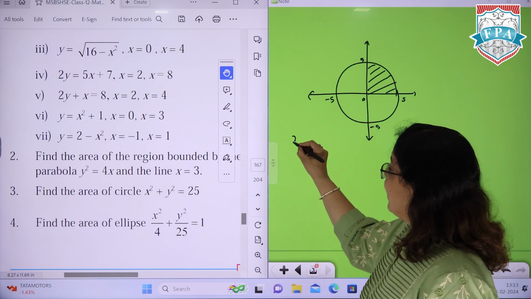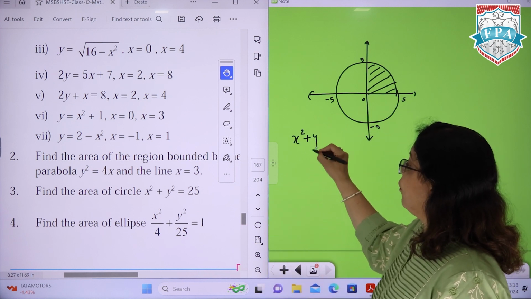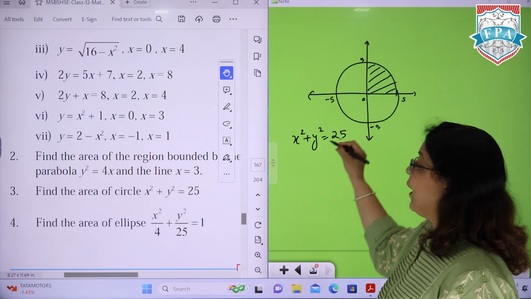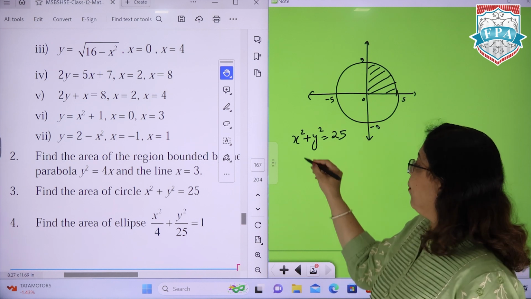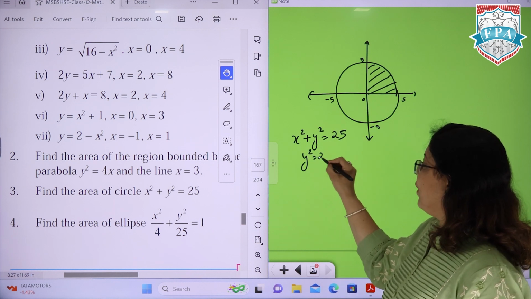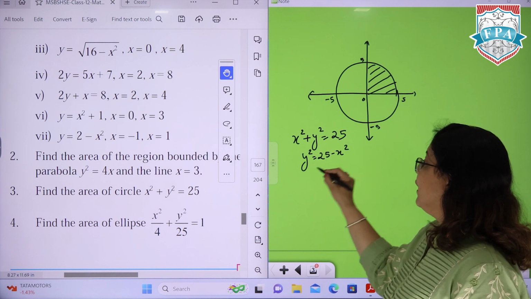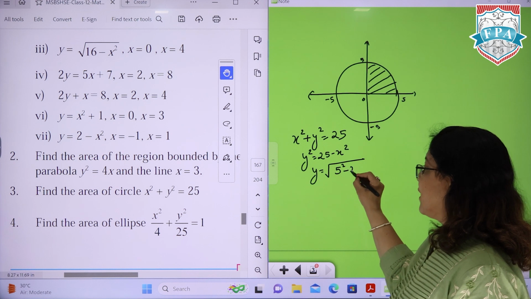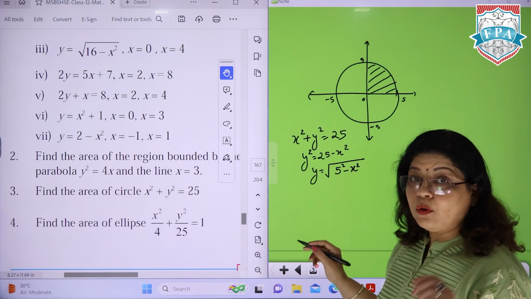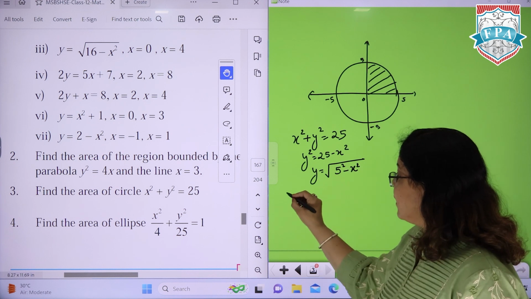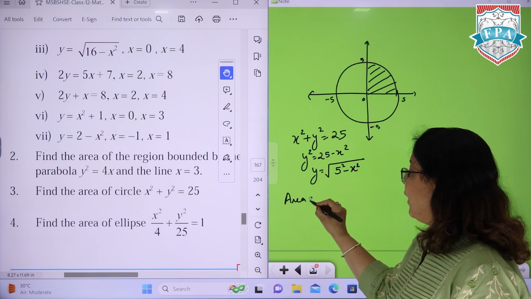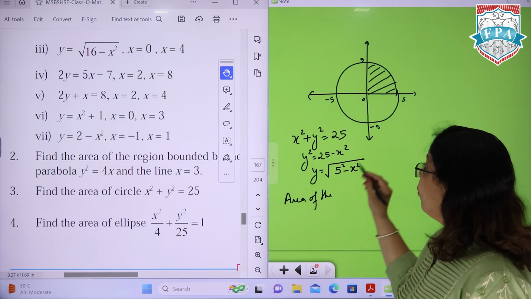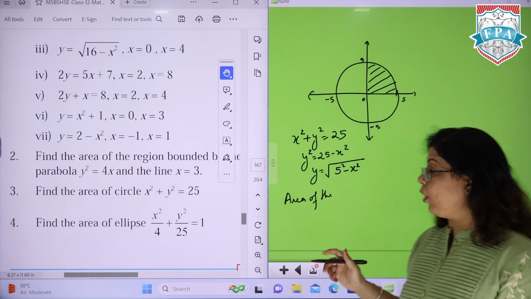So first write this equation in the format of y is equal to something. So it will become y square is equal to 25 minus x square, and then y is under root 5 square minus x square. So when you're calculating the area of the circle, write the full thing. Area of the circle. We are not only talking about area under the curve, we are talking about area of the circle.